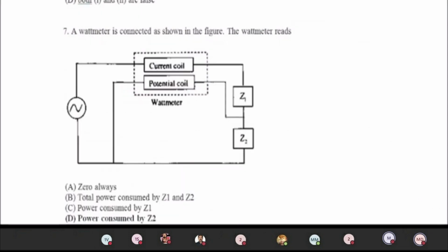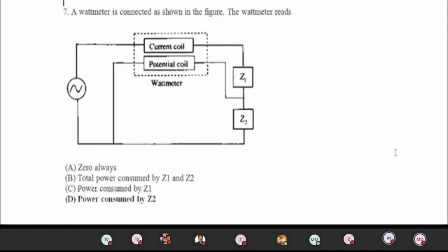And the 7th question is quite different. By seeing the picture, you have to give the answer. One wattmeter is shown which holds the current coil and potential coil, and two loads have been added in series, Z1 and Z2. They are asking what will be the reading of wattmeter: either Z1 and Z2, power consumed by Z1 and Z2, or 0, or power consumed by Z1, or power consumed by Z2.